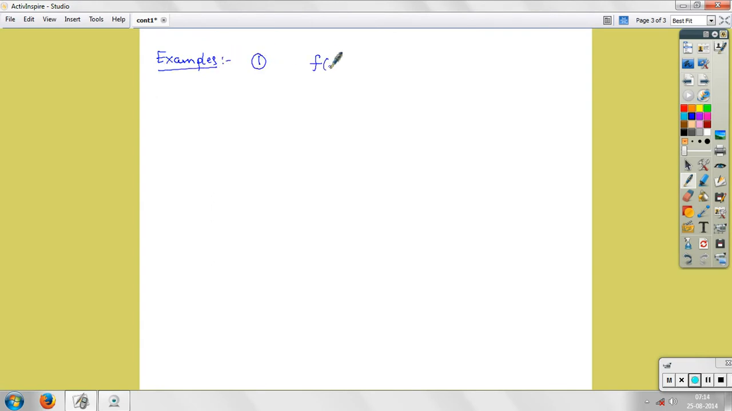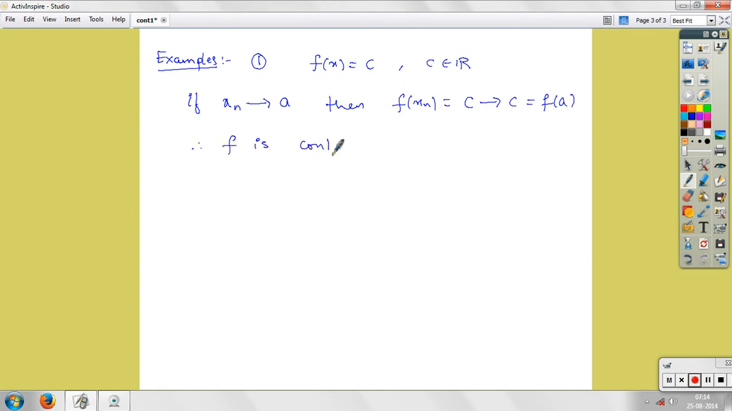Take a simple one. Take first the constant function f of x is equal to c, where c is any real constant. Then f is continuous, because if we take a sequence xn converging to a, then f of xn is c, which converges to c, and this is f of a. So therefore f is continuous on R. So every constant function is continuous.